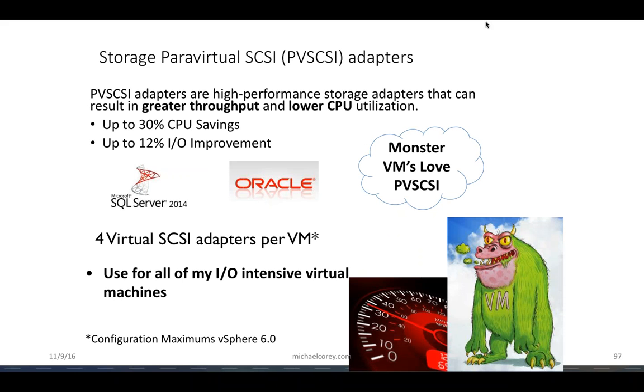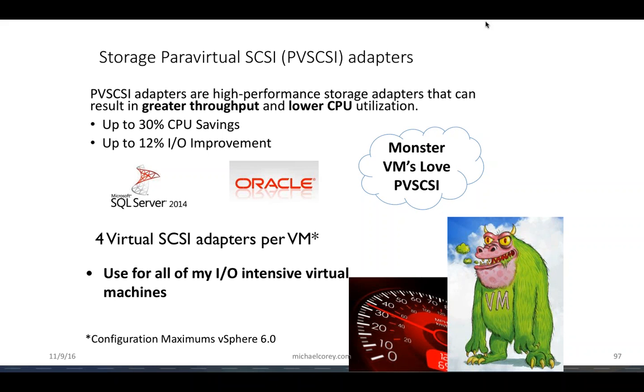I got to speed it up, people. I'm running out of time. This is a biggie. 30% CPU savings, 12% I/O savings. It's a no-brainer. If your system can use Para Virtual Drivers, you should use it. If you're on a SAN, most likely you can use it. It's free. Just put it in for any I/O-intensive workload.